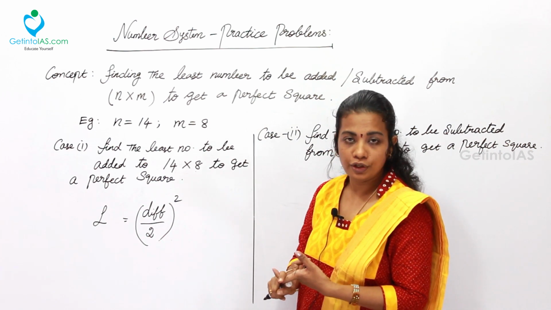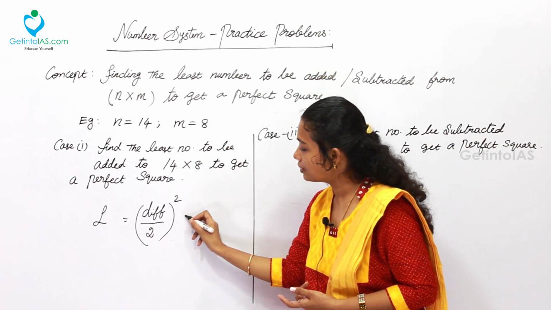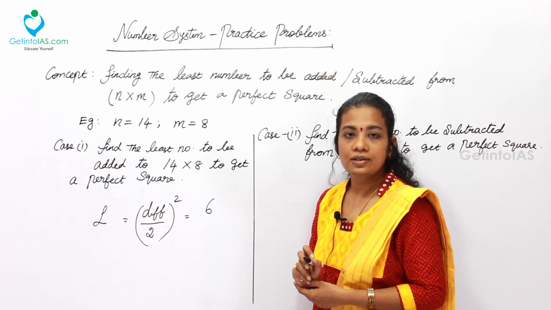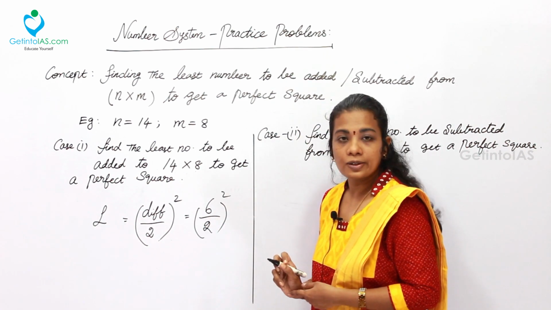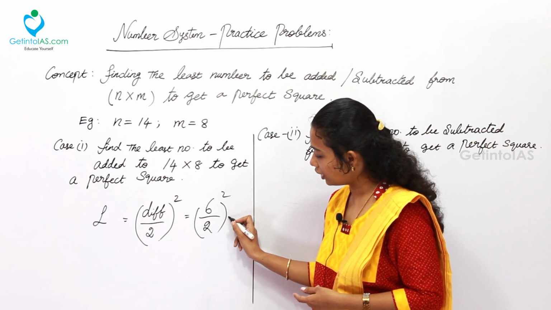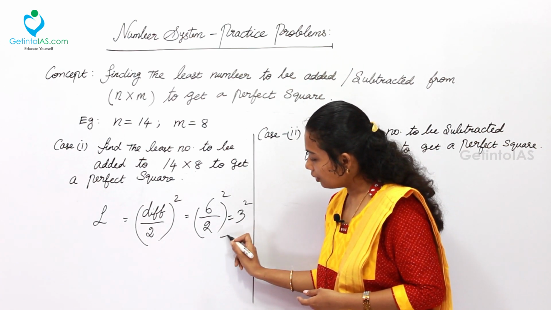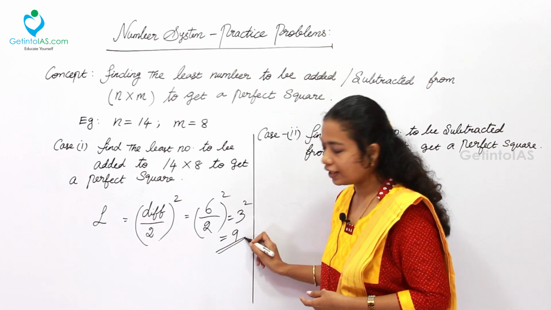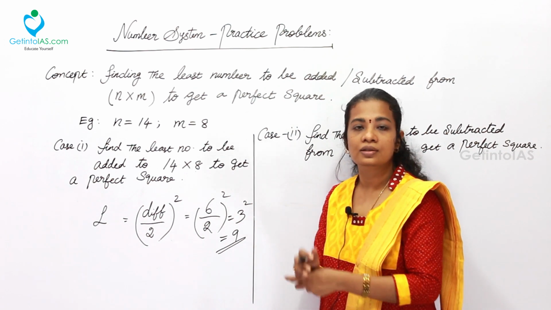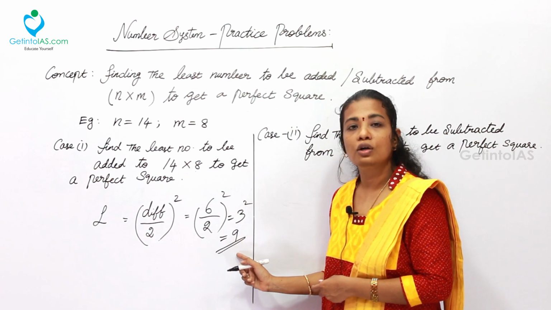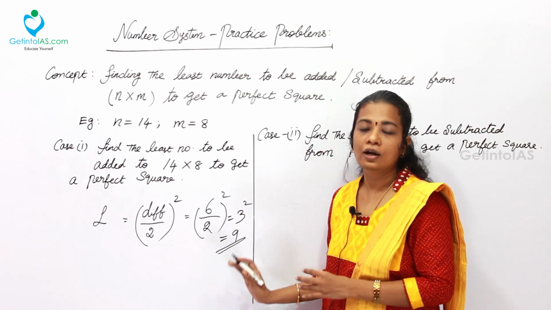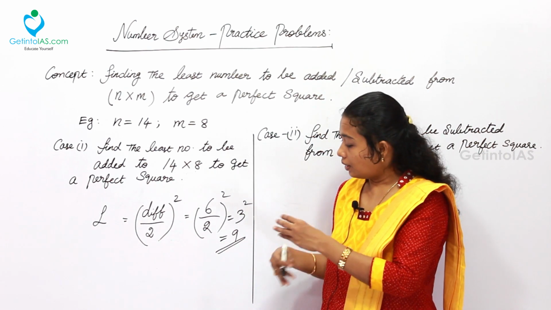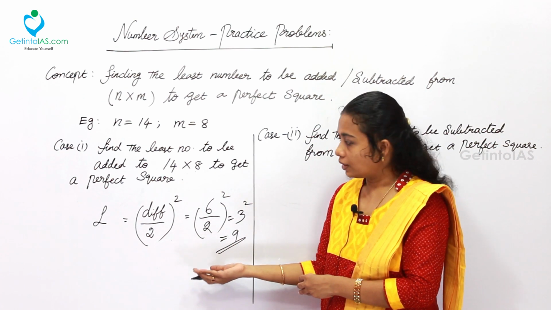What is the difference between the two? 14 minus 8 is simply 6. 6 divided by 2, the whole square. What is the result? 6 divided by 2 is 3. So 3 square. Finally the answer is 9. The questions given in the exams are designed in such a way that you want to choose this number from the options. From the options you want to choose 9. That's all. Now let's verify this with cross checking.